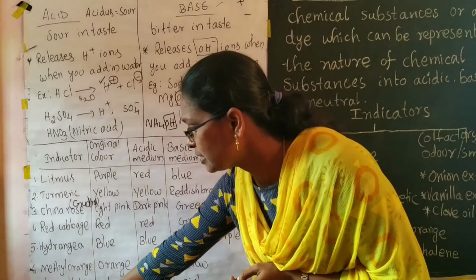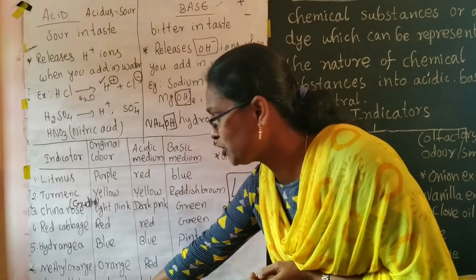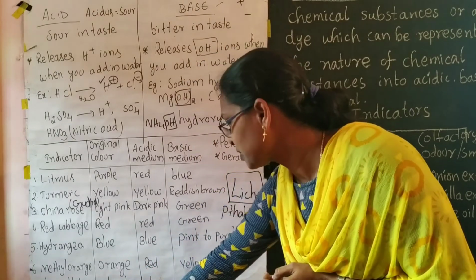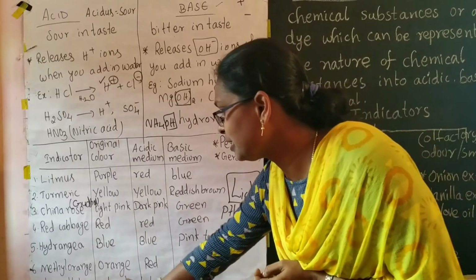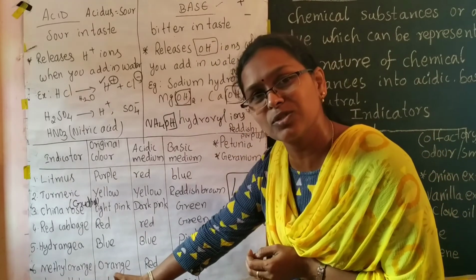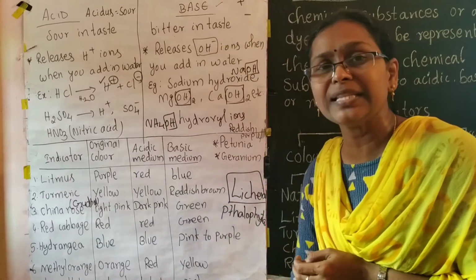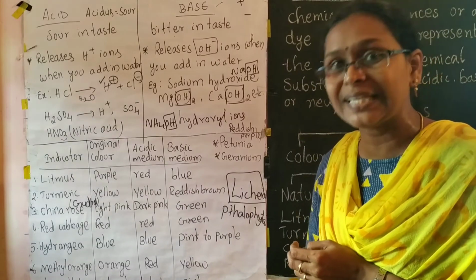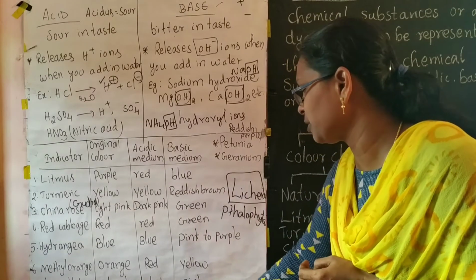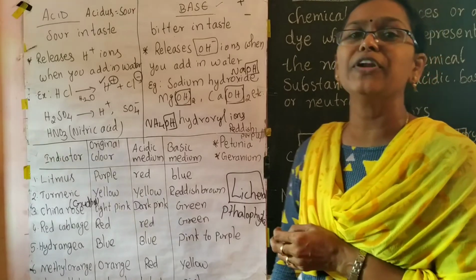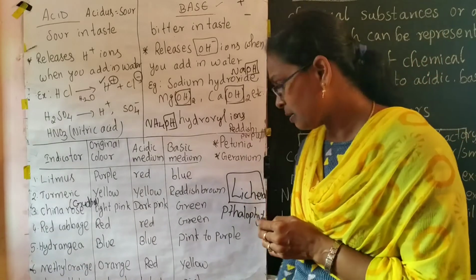Next, here I wrote a small word, petunia. Petunia is also a type of flower. Normally the flower is colorless. When you dip the petunia petals in an acidic medium, they give a reddish purple color, and in a basic medium, they give a purple color.